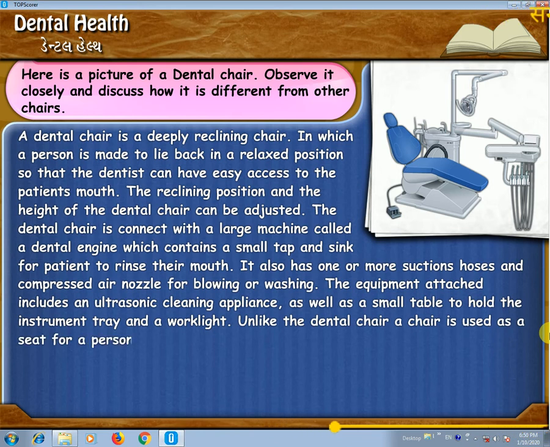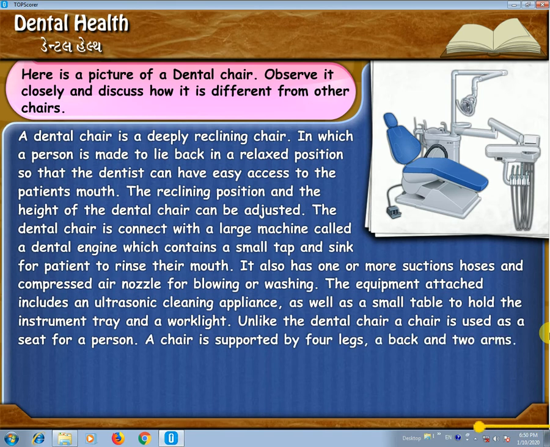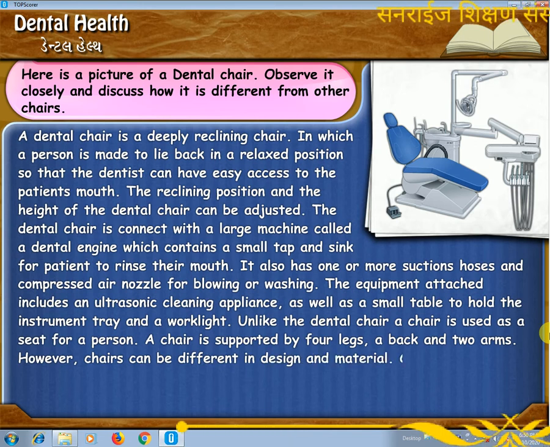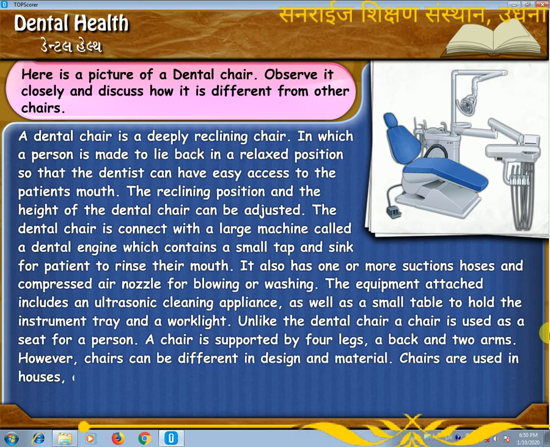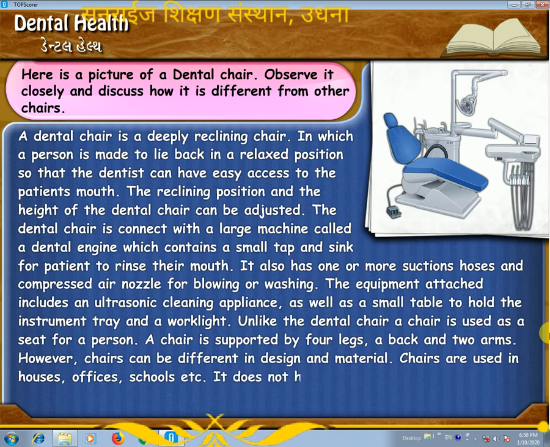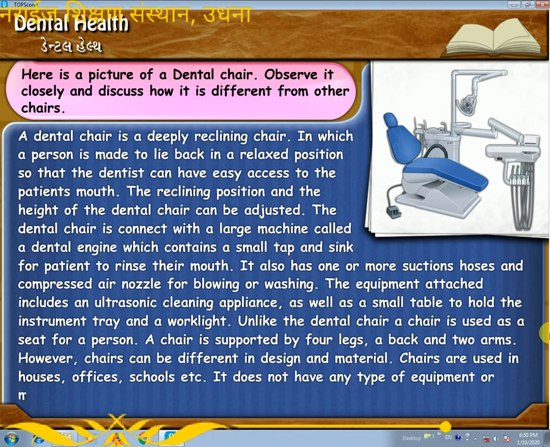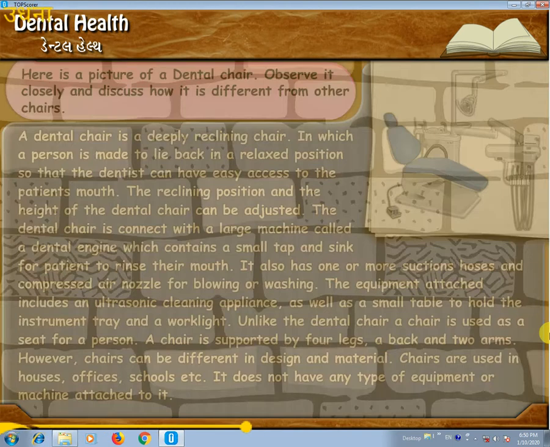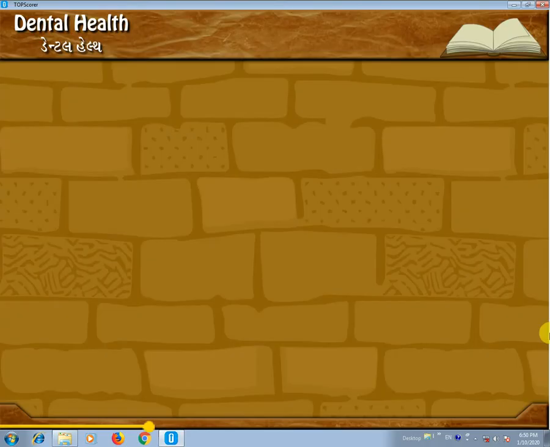Unlike the dental chair, a chair is used as a seat for a person. A chair is supported by 4 legs, a back, and 2 arms. However, chairs can be different in design and material. Chairs are used in houses, offices, schools, etc. It does not have any type of equipment or machine attached to it.